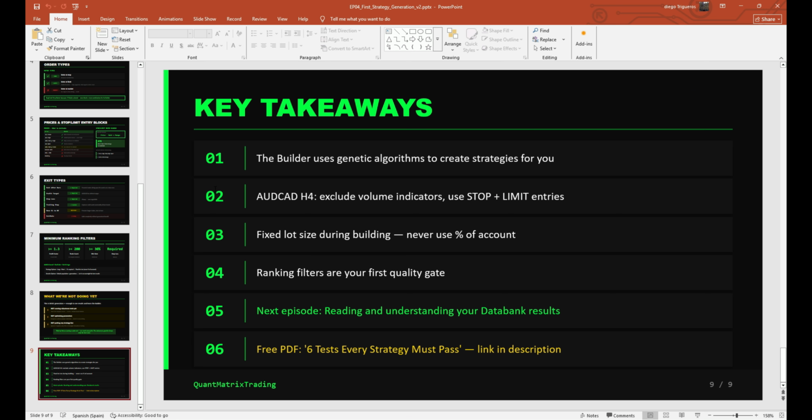And key takeaways. Use the genetic algorithm of StrategyQuant to create better strategies in a faster way. For AUD/CAD, don't use volume indicators, use stop and limit entries.